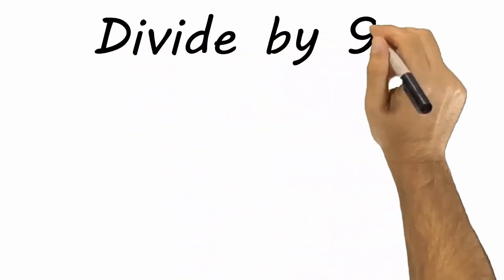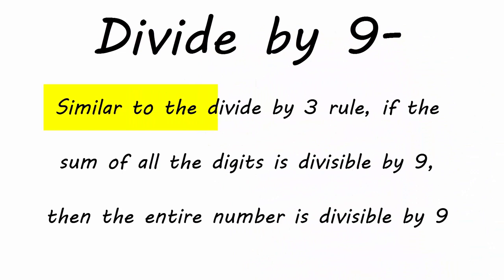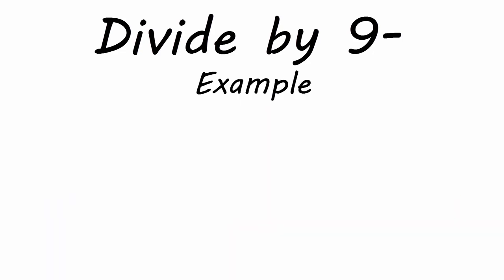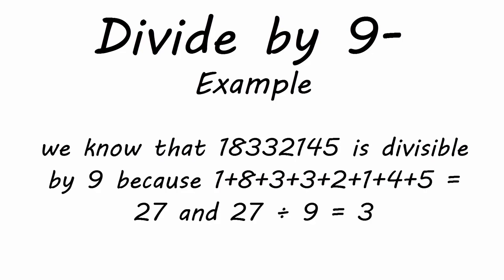The rules of 9. This is similar to the divide by 3 rule. If the sum of all the digits is divisible by 9, then the entire number is divisible by 9. For example, we know that 18,332,135 is divisible by 9 because the sum of the digits is 1 plus 8 plus 3 plus 3 plus 2 plus 1 plus 4 plus 5 equals 27, and we know that 27 is divisible by 9.